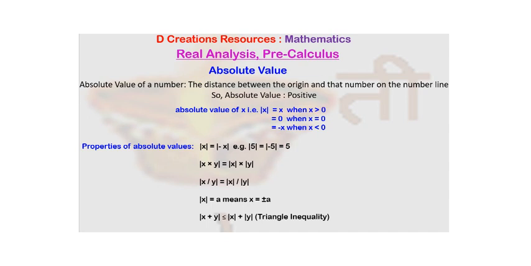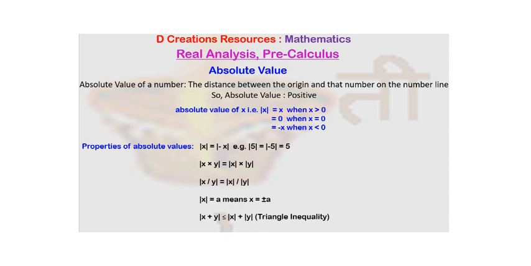Now, depending on the nature of x, if x is a positive number itself, say plus 7, then mod of 7 is going to be 7 itself. So, when x is positive, mod of x is x itself. When it is 0, it is 0, because anyway you are measuring the distance from 0 to 0.